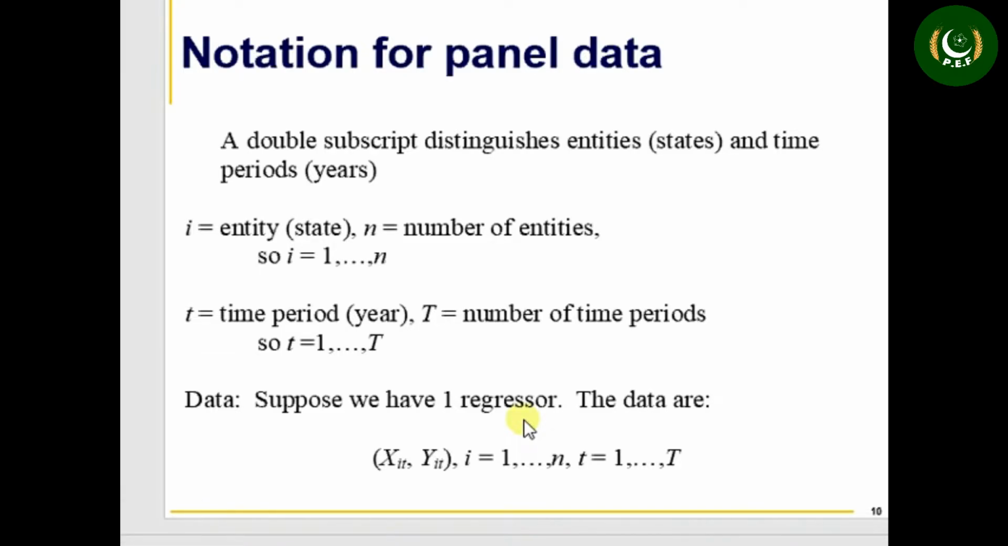So some notations for panel data: i is for entity, subject, individual, country, and so on. Small n is the number of entities. T is for time periods, and capital T is the total number of time periods. So if you have two variables, X_it and Y_it, i is for the cross-sectional unit and t is for the time period.